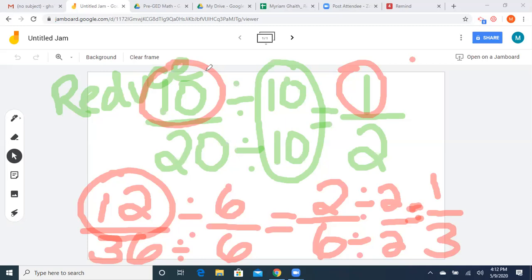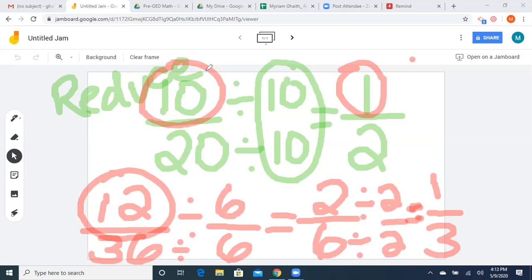Here, I was able to divide by 12 because 12 is a factor of 36 as well. So I was able to. But sometimes you have to find a number that's divisible into both of them, and it may not be the numerator. It's not always the case.